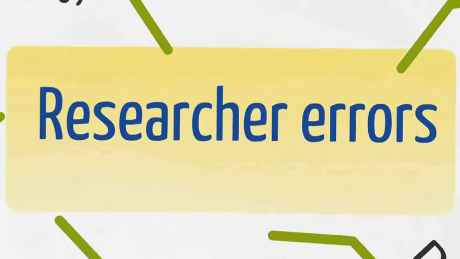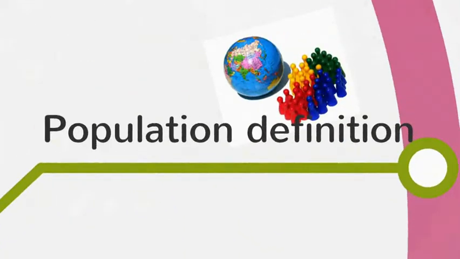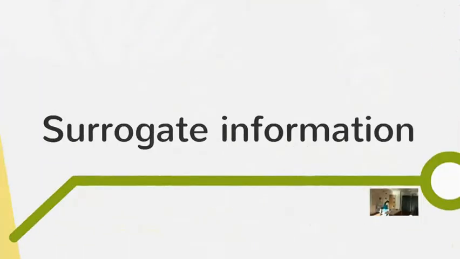Errors made by the researcher include population definition, which is the variation between the actual population relevant to the problem at hand and the population as defined by the researcher. Surrogate information error, which is the variation between the information needed for the market research problem and the information sought by the researcher.